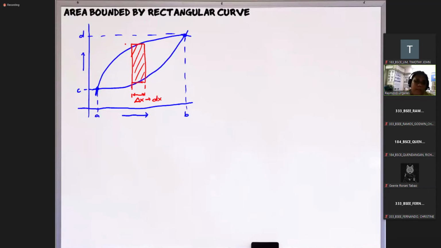As for the height of our rectangle, this is the height of the rectangle. If we consider the point on the curve, this is given by y of the upper curve, so y upper. Then from here down to the x-axis, this will be y lower. So we know that the height is simply y upper minus y lower.